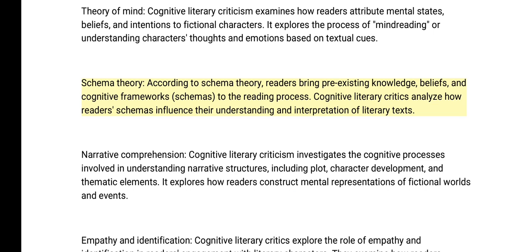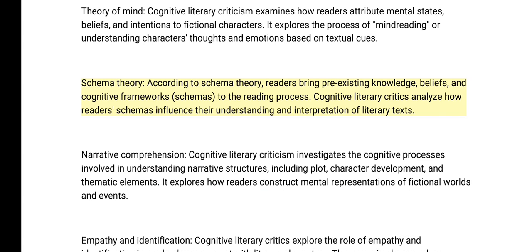Schema theory. According to schema theory, readers bring pre-existing knowledge, beliefs, and cognitive frameworks, or schemas, to the reading process. Cognitive literary critics analyze how readers' schemas influence their understanding and interpretation of literary texts.